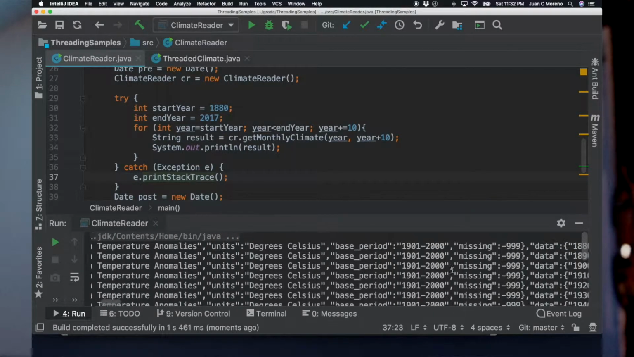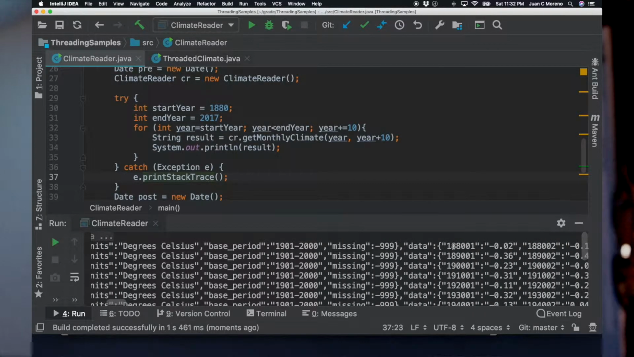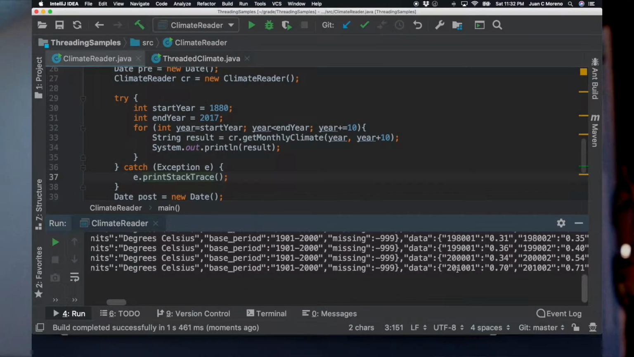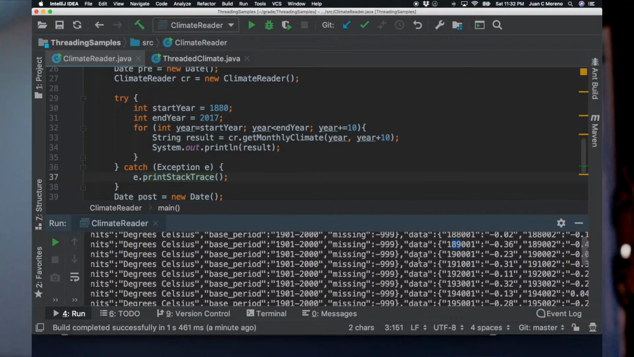Essentially, if we see here, from 1880 to 1890, 1900, 1910, 1920, each decade is calling the resource, and since a lot of that is I/O, it's essentially just waiting for it to finish the first one, then the next one, then the next one, then the next one.